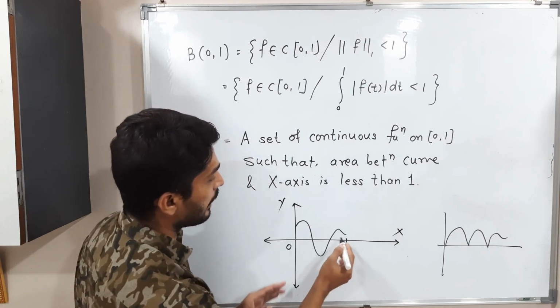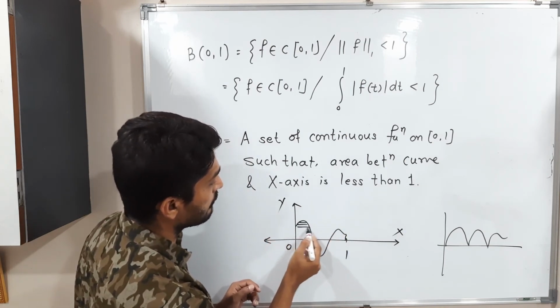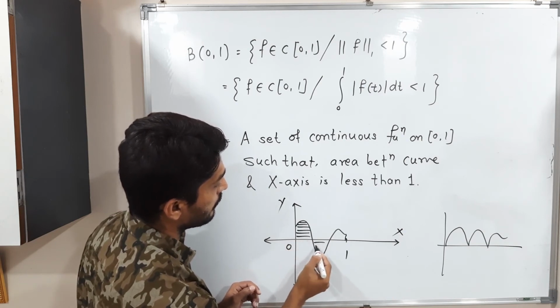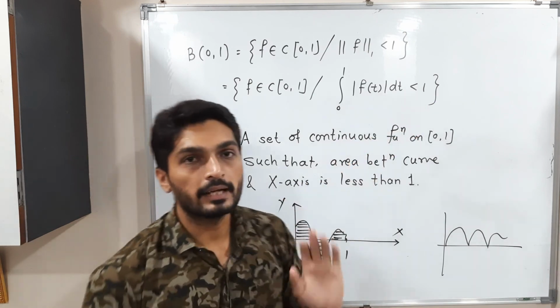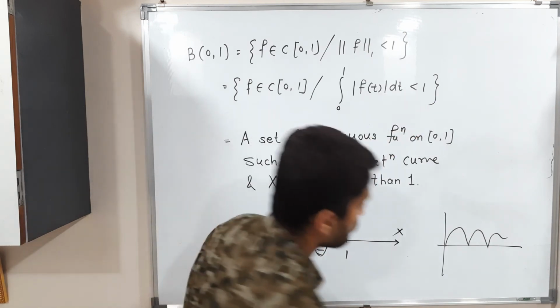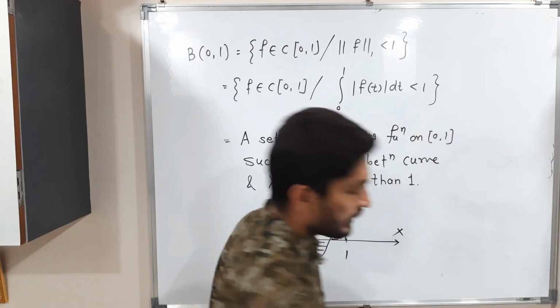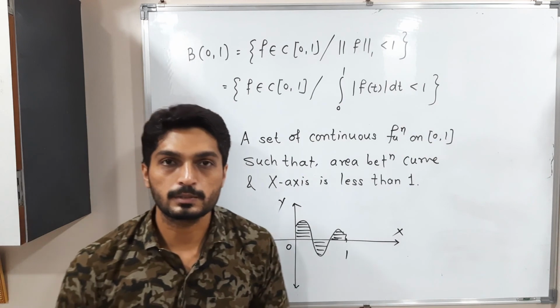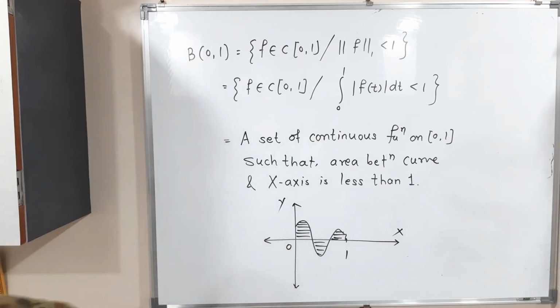So we get an area between the x-axis and this curve, and the area should be less than 1. Only such curves we will have. It is a collection of all such functions. We will stop here, make a screenshot of it, and after that we will stop. Thank you. Bye bye.